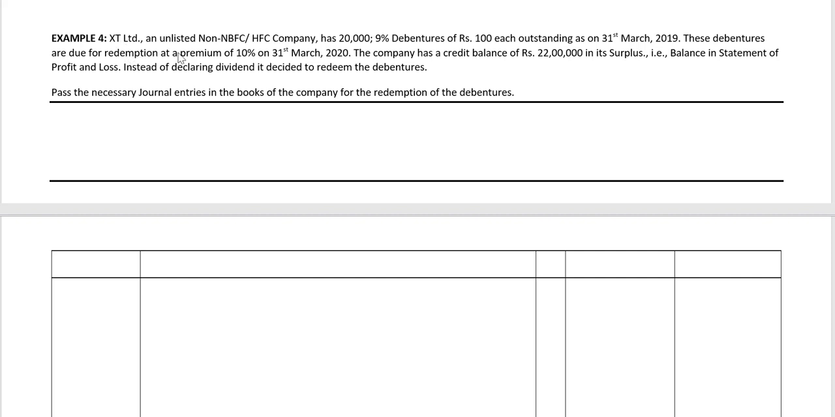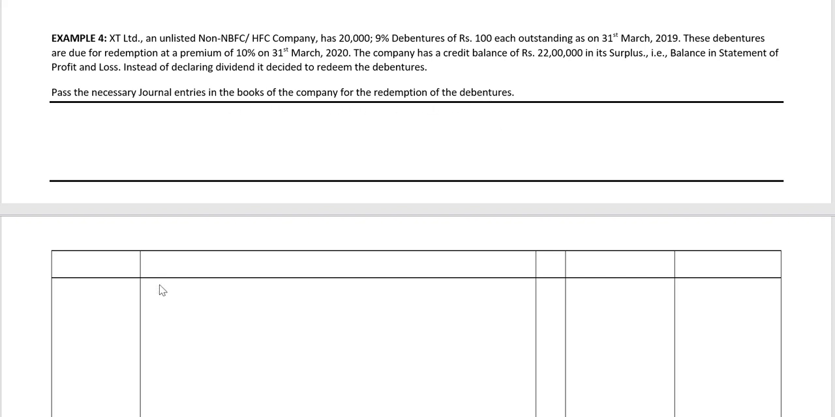XT Limited, an unlisted non-NBFC HFC company, has 20,000 9% debentures of rupees 100 each outstanding as on 31st March 2019. These debentures are due for redemption at a premium of 10% on 31st March 2020. The company has a credit balance of rupees 22 lakh in its surplus, that is the balance in the statement of profit and loss. Instead of declaring dividend, it decided to redeem the debentures. We are asked to pass the necessary journal entries in the books of the company for the redemption of the debentures.